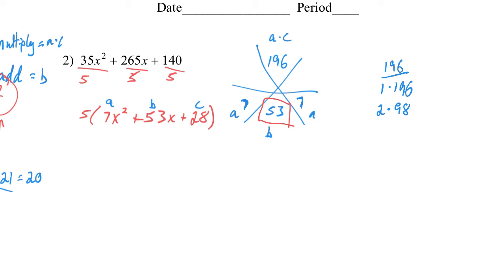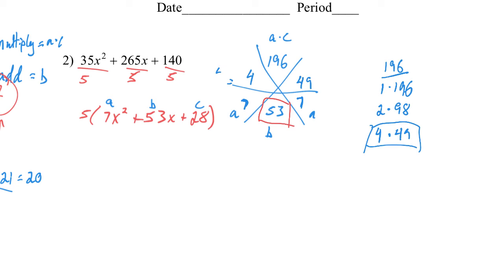196 divided by 3 doesn't work. You don't get a whole number. So keep going. 196 divided by 4 gives you 49. So 4 plus 49 is 53. Yeah, so there's the pair that we want. As soon as you can get the pair to make the bottom, then you stop and put them in your sides, and then think of these as fractions and reduce them.